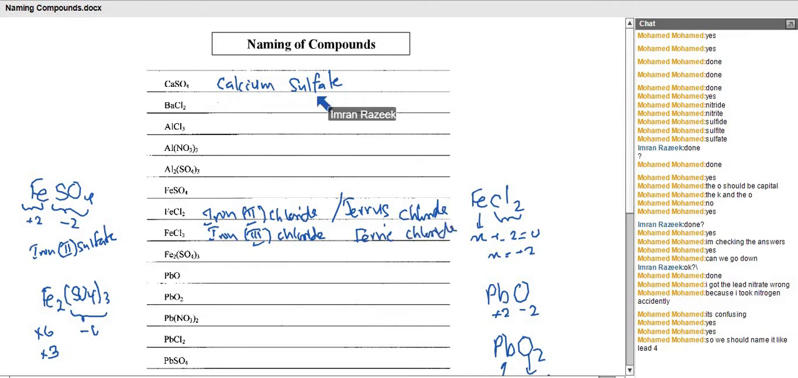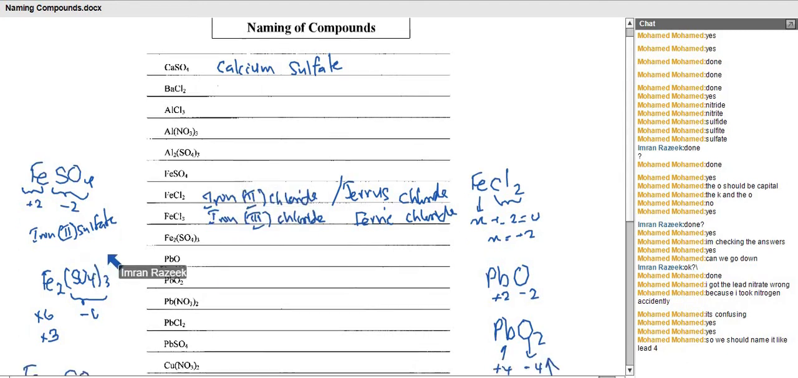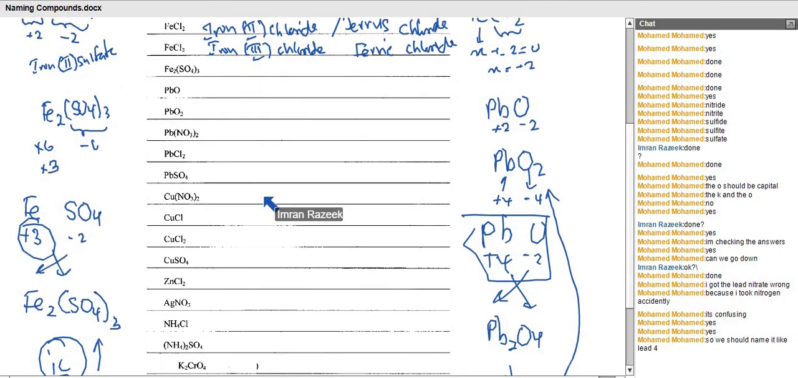Now where to use ic, where to use us. When the oxidation number is greater, like 3, we use the suffix ic. When the oxidation number is low, it is us. So you don't say ironous or ironic, you say ferrous, ferric. Likewise cuprous, cupric. This is copper(I) chloride, and copper(II) chloride.